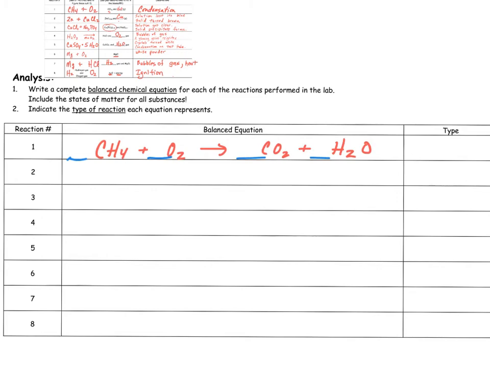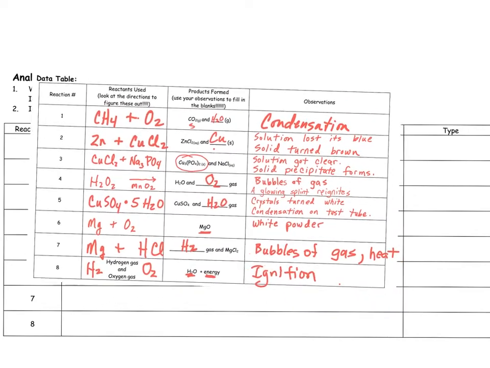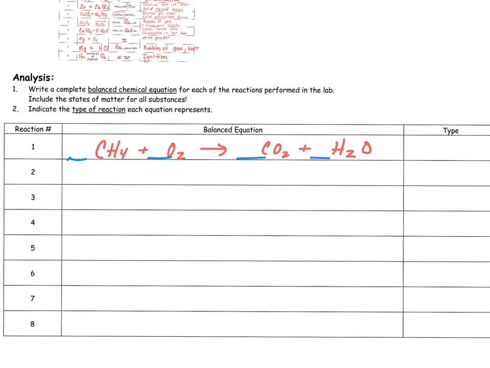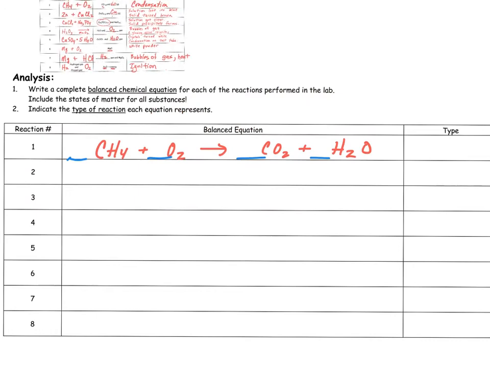All right, the second equation then is zinc plus copper 2 chloride yielding zinc chloride and copper solid. That will look like this. Now remember to leave spaces for your coefficients. Now it's not required here, but you could write in state symbols too. In this case, the zinc was a solid. The copper chloride started out as aqueous. And the zinc chloride then ends up as aqueous. And the copper ended up being a solid.